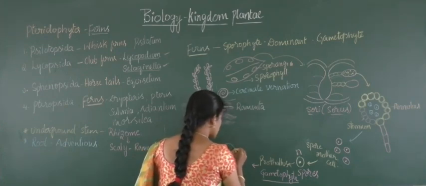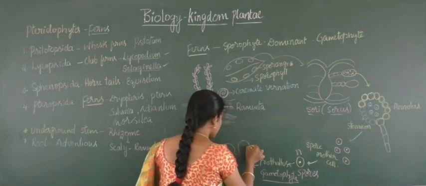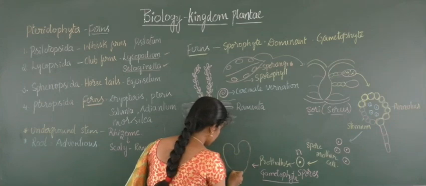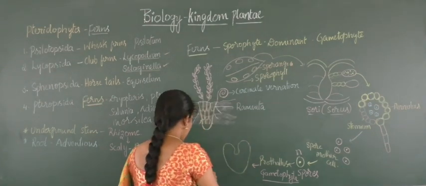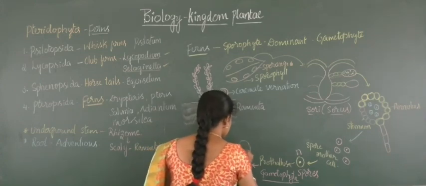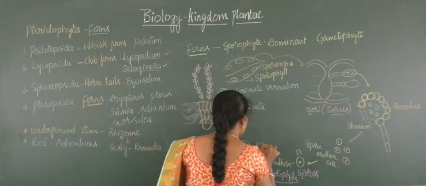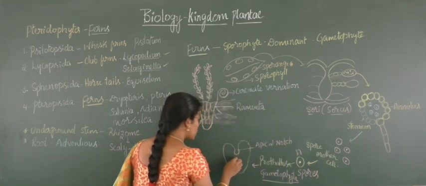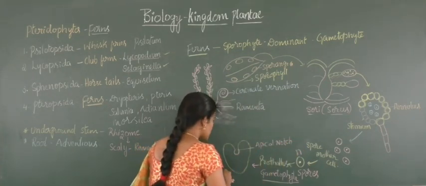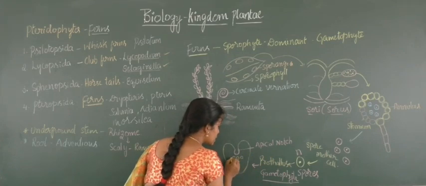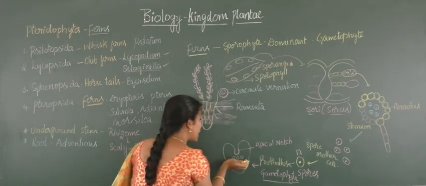That cordate structure possesses an apical notch. Cordate structure means heart shaped structure. It just looks like a heart shaped structure, and a groove which is formed at the anterior end is called the apical notch. Below this apical notch there will be some structures which bear the gametes, as it is a gametophyte which bears gametes, so these gametes are present in the anterior region.